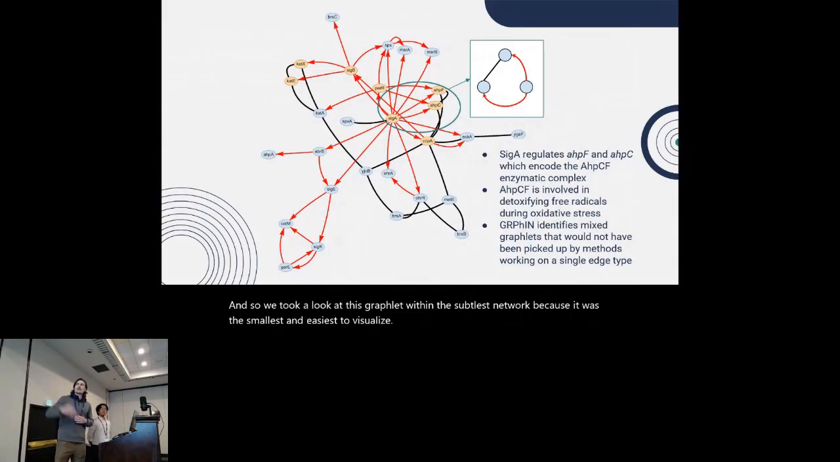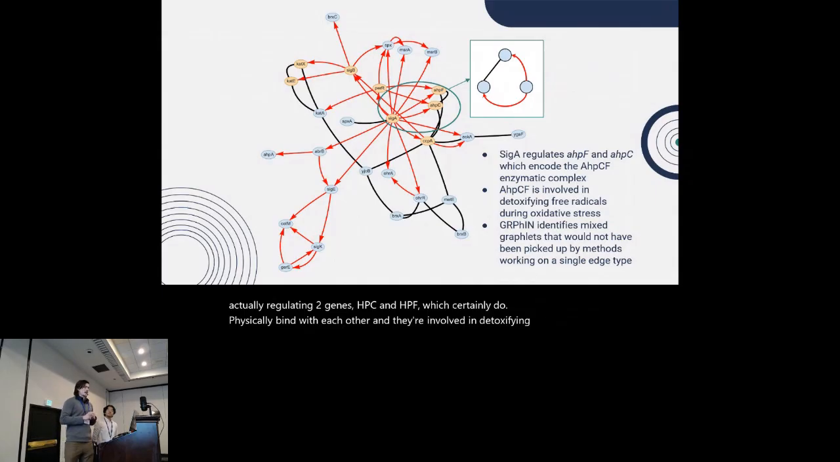And these yellow nodes are all part of this graphlet, but we wanted to focus in on just one for the purpose of this presentation. This graphlet right here shows sigma factor A, which is a generalized transcription factor. And it's actually regulating 2 genes, AhpC and Hpf, which certainly do physically bind with each other. And they're involved in detoxifying free radicals during oxidative stress. So it's sort of like a sanity check that the networks we generated were good. But this highlights the ability for GRPhIN to pick up patterns that traditional or previous methods that work on only a single edge type would not be able to pick up.